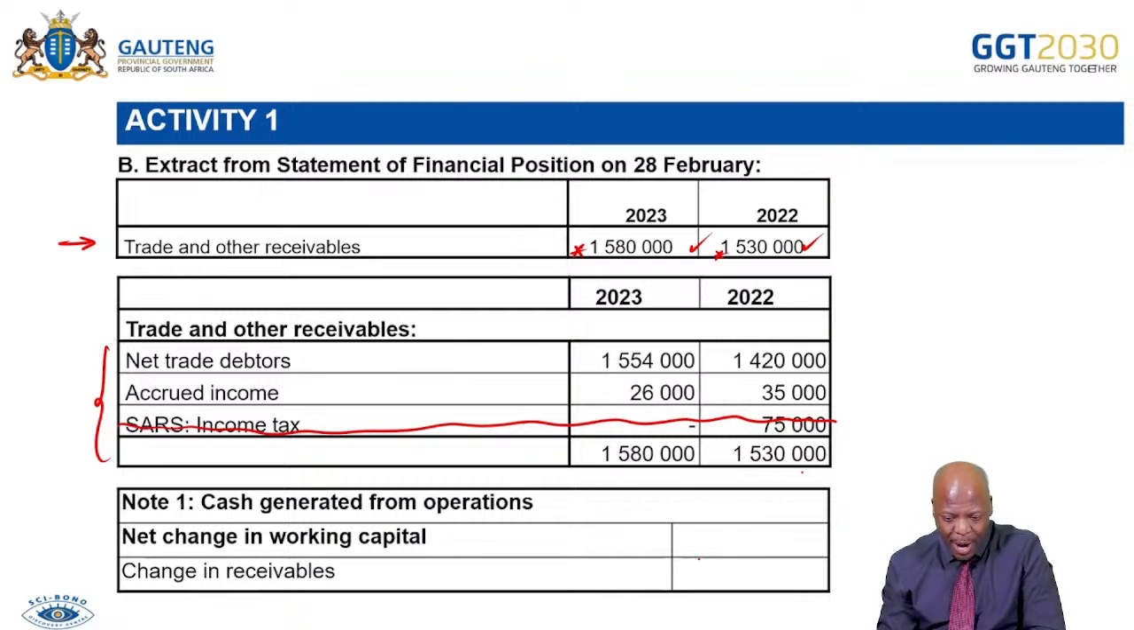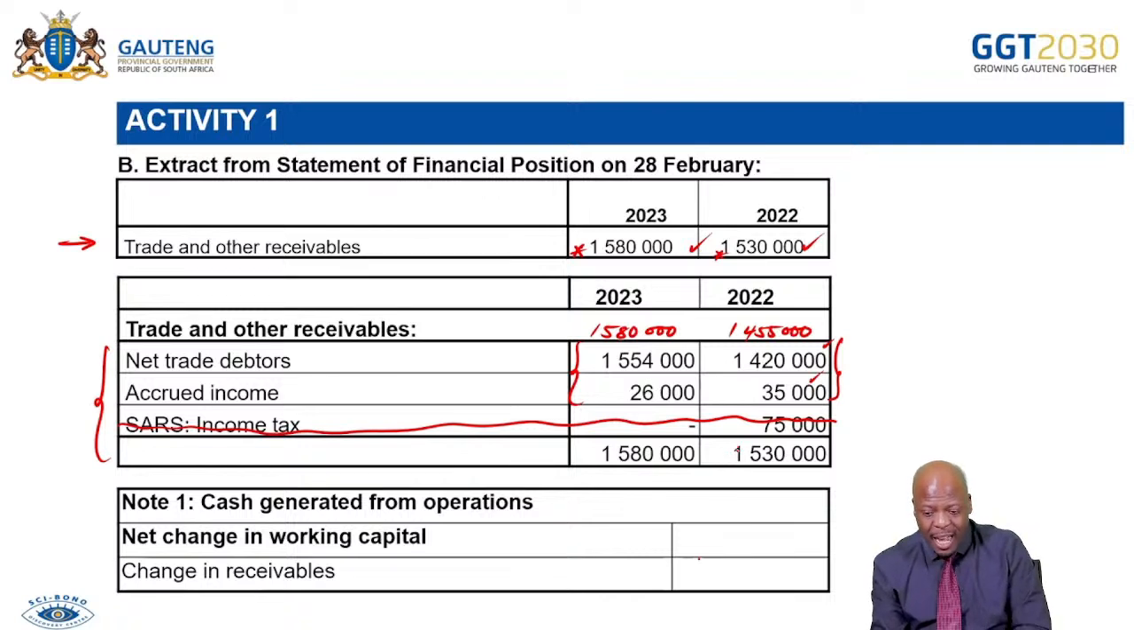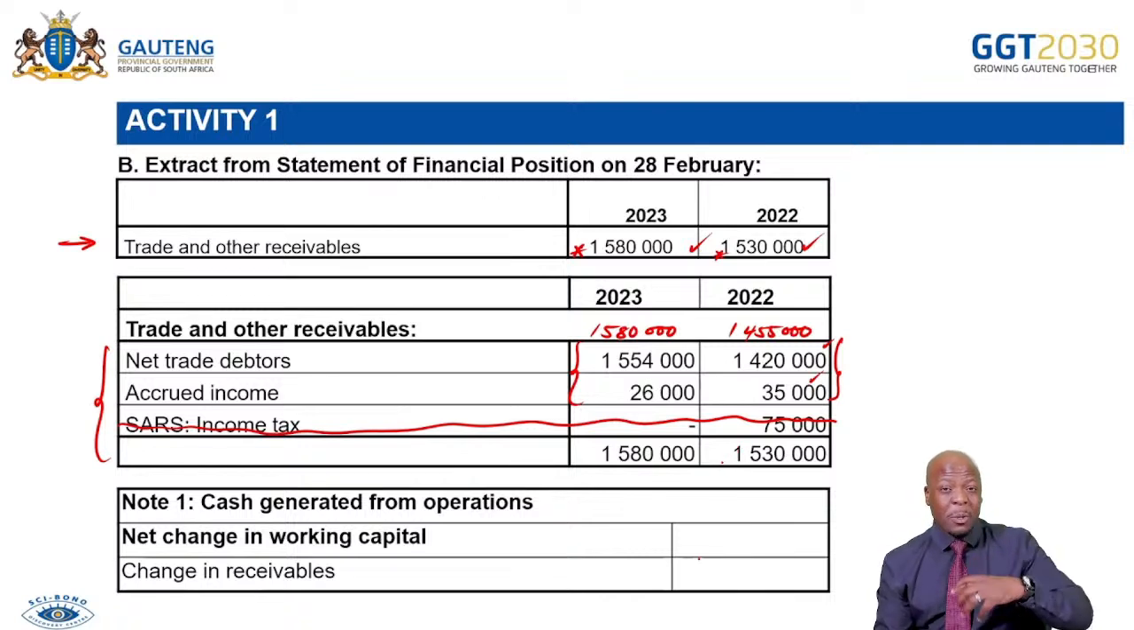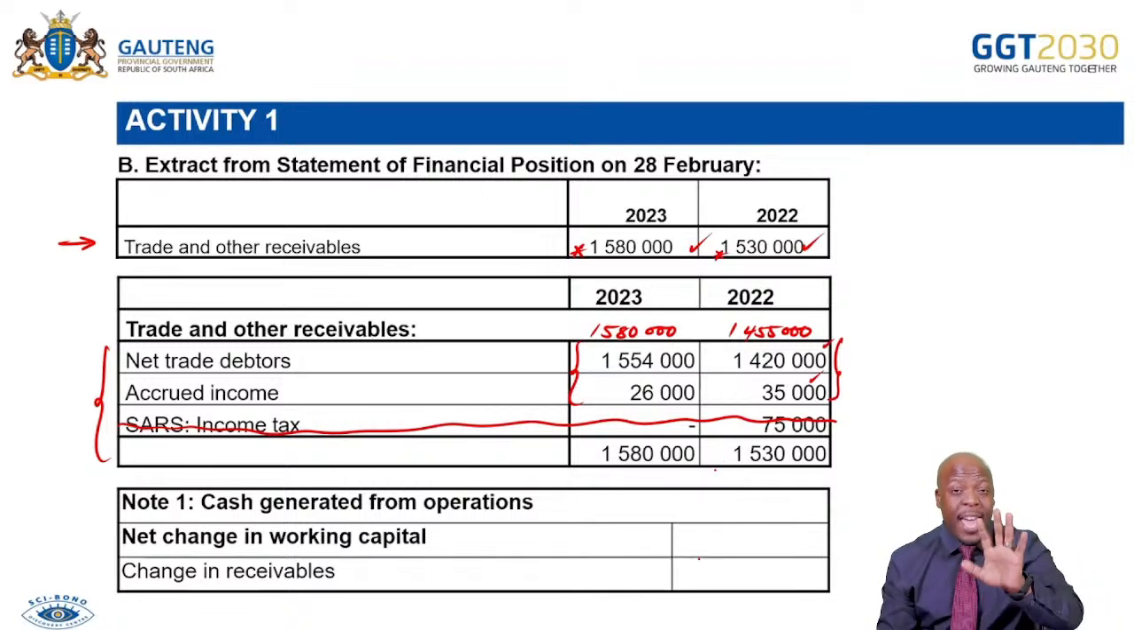All right. What else do I have? I have accrued income. Am I going to add accrued income? Yes, I'm going to touch my accrued income. So I'm going to add those two, and I'm going to add these two. Can I see your calculators? Let's begin. So if I say 1,554,000 plus 26, that's going to give me 1,580,000. Let's come here now. It's 1,420,000 plus 35. That will give me 1,455,000. So you see what I've done there? I have excluded SARS income tax, because SARS income tax will be dealt with separately on the face of the cash flow statement. So here I've excluded it completely.